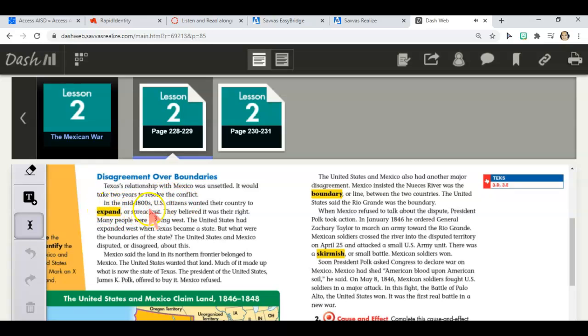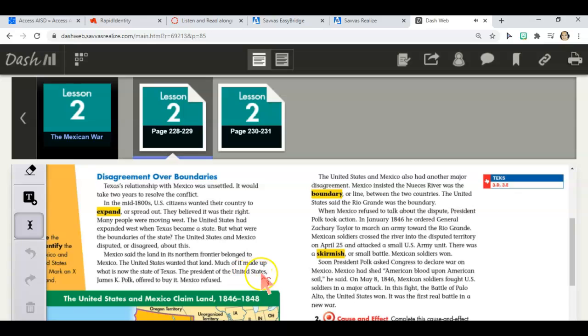In the mid-1800s, U.S. citizens wanted their country to expand or spread out. They believed it was their right. Many people were moving west. The United States had expanded west when Texas became a state. But what were the boundaries of the state? The United States and Mexico disputed or disagreed about this. Mexico said the land in its northern frontier belonged to Mexico. The United States wanted that land. Much of it made up what is now the state of Texas.